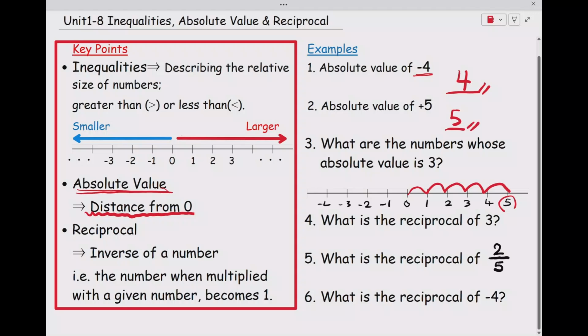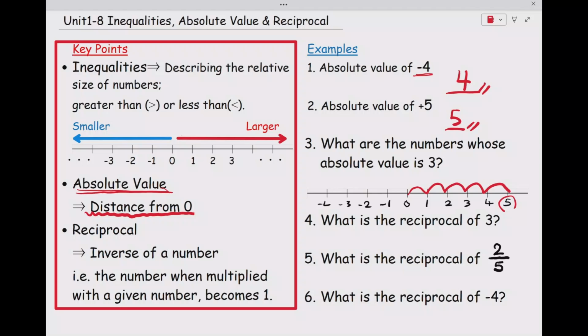By the way, I'll show you a little trick. If someone asks you, what is the absolute value of a certain number? You can get the absolute value by just removing the plus or minus sign from the number. You can use this technique on the test, but it is important to remember that absolute value is the distance from 0 on a number line, which is a very important concept.